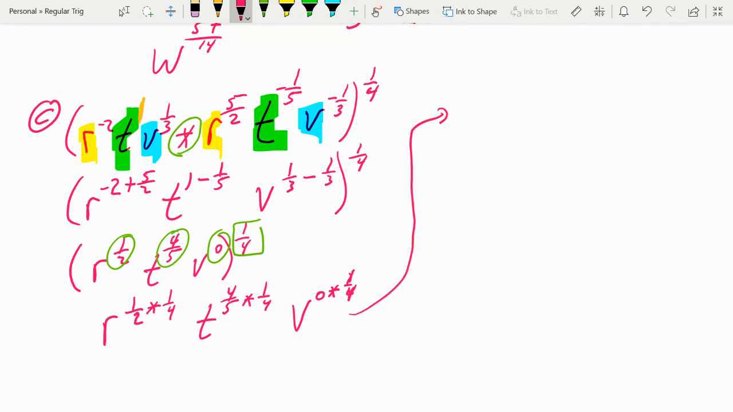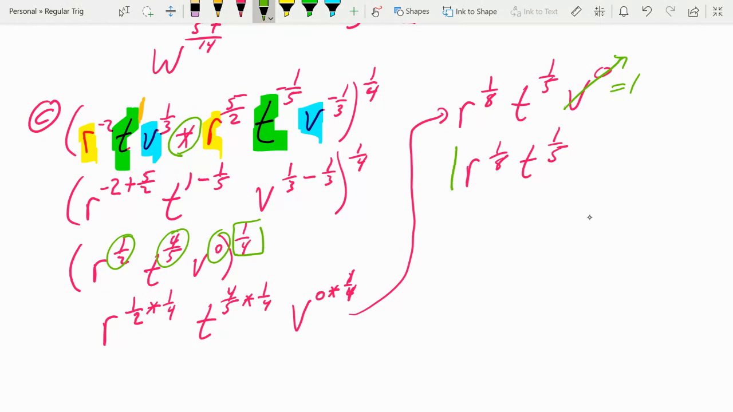So r to the 1/8, t, 4/5 times 1/4 gives me 1/5. And then remember, v to the 0 times anything is 0. But again, what did we just finish saying? This is going to equal 1. So my final answer is just r to the 1/8 t to the 1/5 power. If you really want to put the 1, that one would go out in front. Okay, but you don't need it.